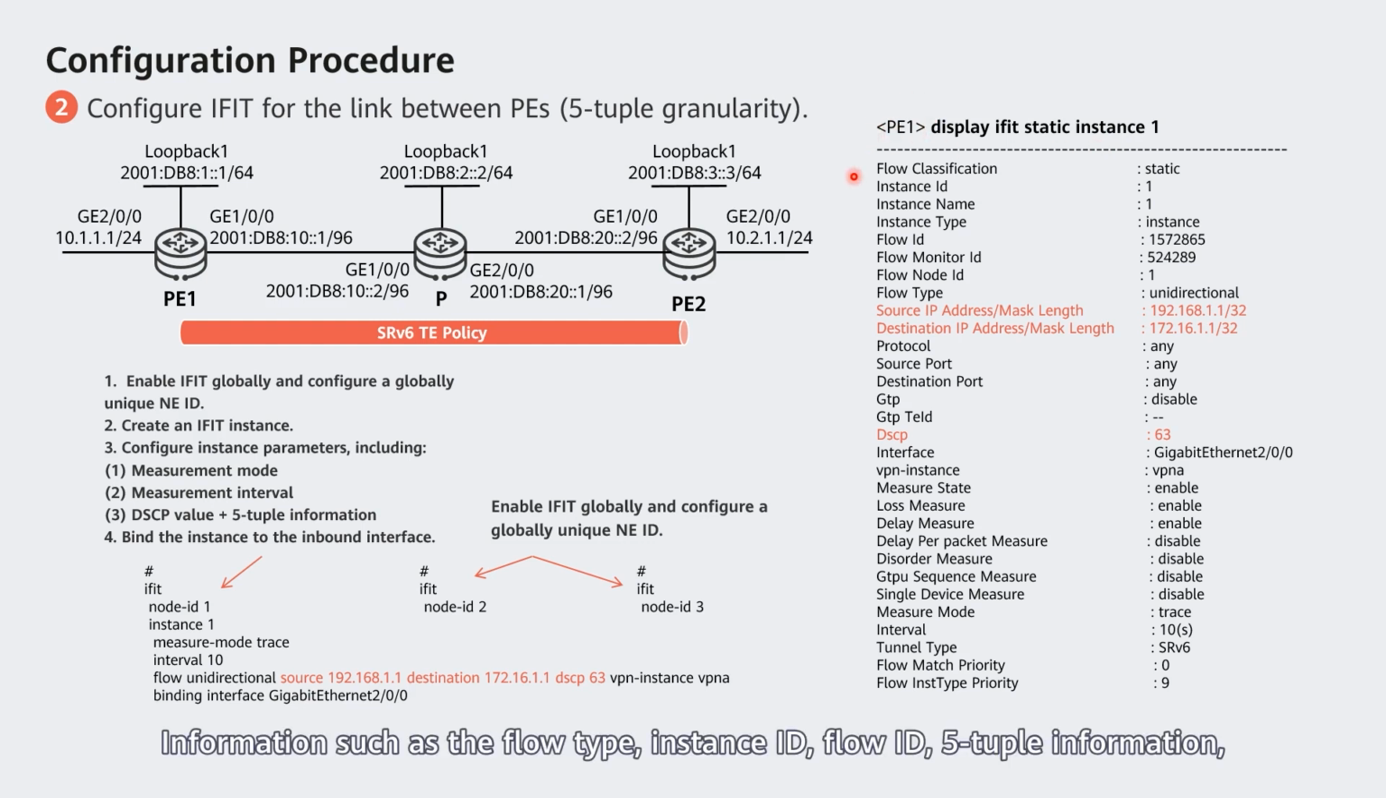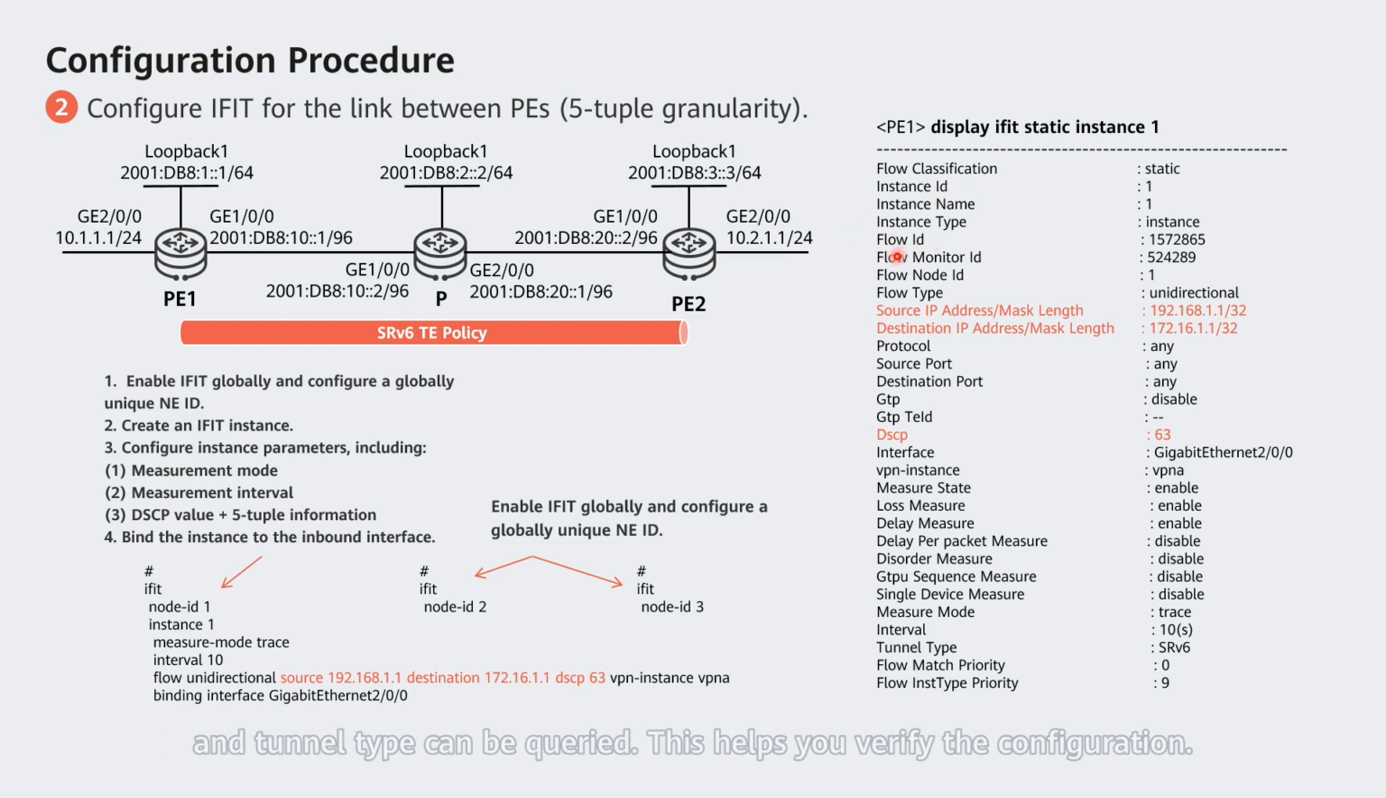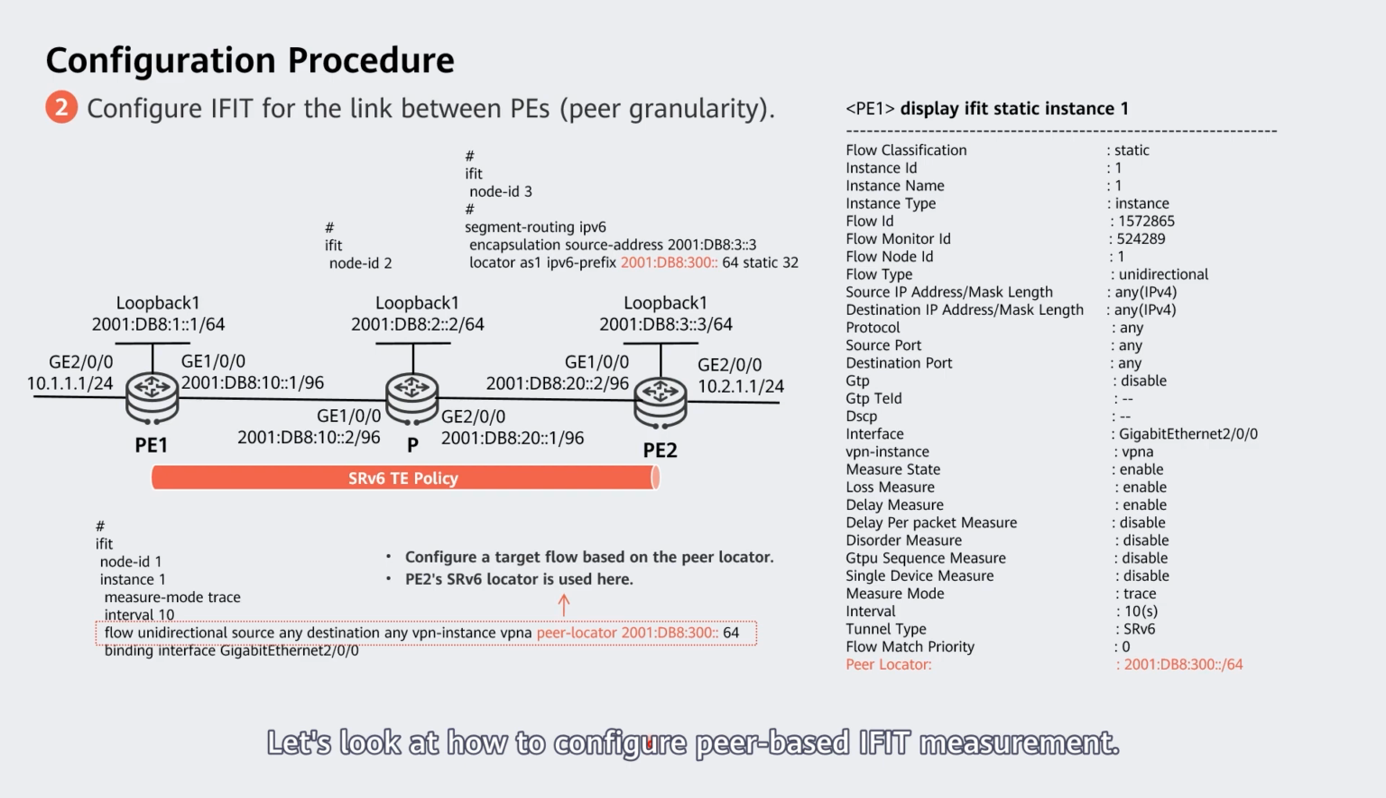Information such as the flow type, instance ID, flow ID, 5-tuple information, and tunnel type can be queried. This helps you verify the configuration. Let's look at how to configure peer-based IFIT measurement.